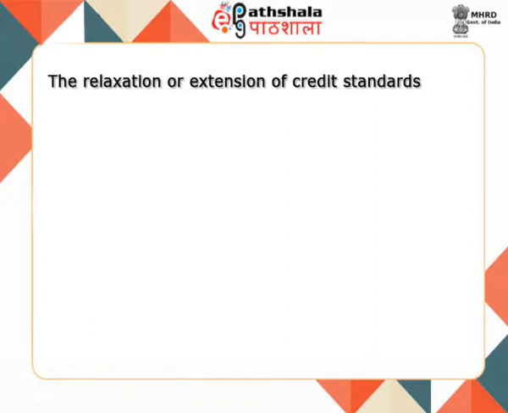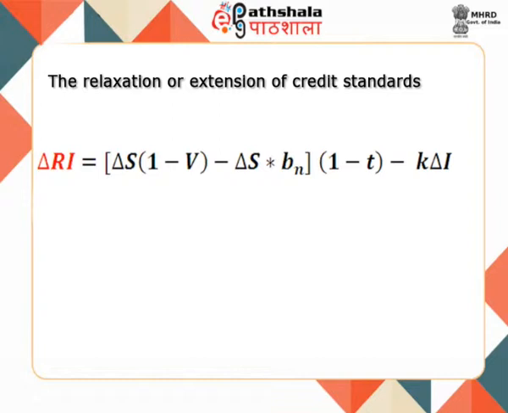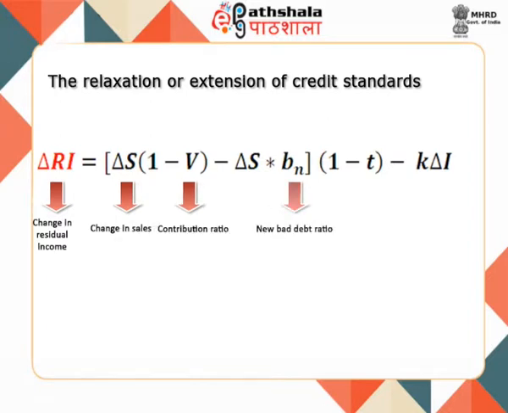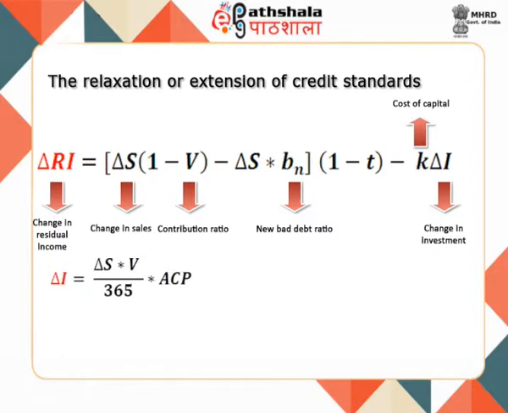For computation of effect on the relaxation or extension of credit standards, we can use the following formula, where delta Ri is change in residual income, delta S shows change in sales, 1 minus V is the contribution ratio, Bn new bad debt ratio, K the cost of capital, delta I change in investment. And change in investment can be calculated using the formula as shown here, where V is the variable cost ratio, ACP is the average collection period.